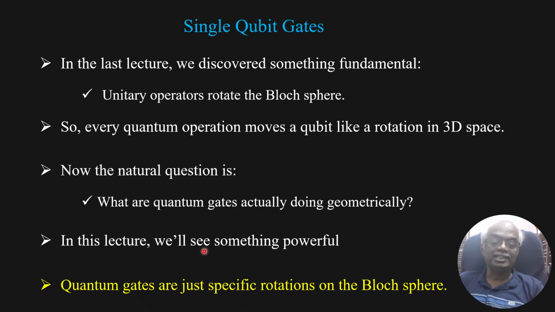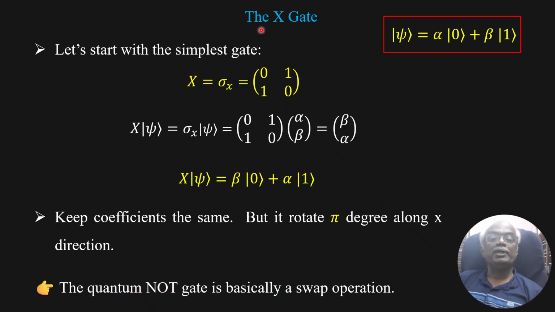In this lecture, we will see something powerful. That is, quantum gates are specific rotations on the Bloch sphere. First, we will see the X gate. We know that a qubit ket psi can be written as alpha times ket 0 plus beta times ket 1. Let us start with the simplest gate, that is, the X gate.